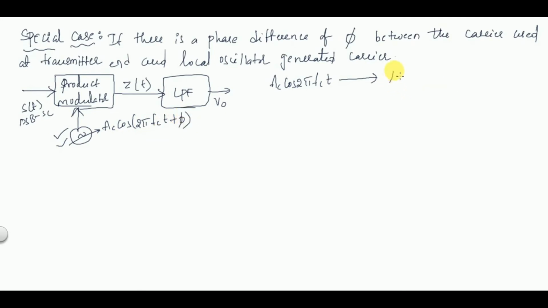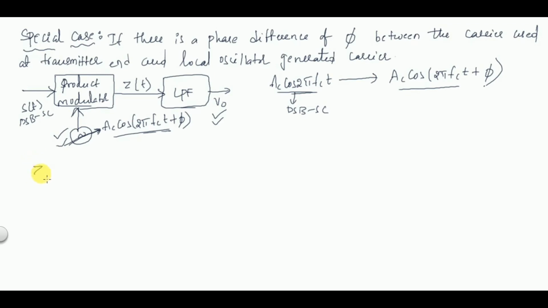If there is a phase difference of φ, it means Ac cos(2πfct + φ). So if there is a phase difference of φ between the local oscillator generated carrier and the carrier used at the transmitting end, that carrier is used to generate the DSB-SC signal, but in order to demodulate we generate a local oscillator carrier here. If it contains a phase difference of φ, what will be the corresponding output of the synchronous detector? We are going to find that now. Okay, so this is the special case.